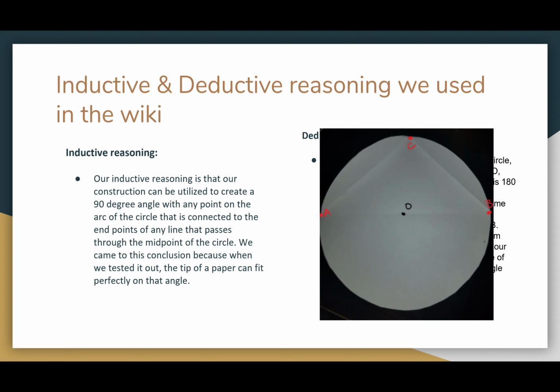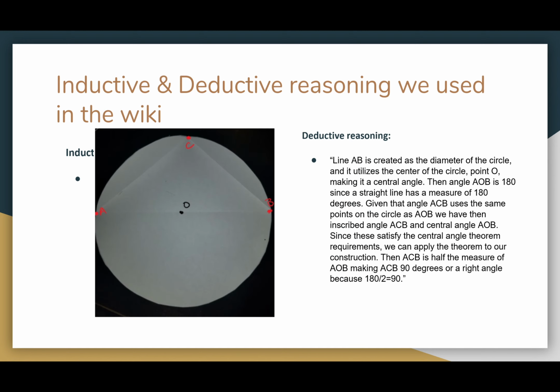that it is 90 degrees because when we tested it out, the tip of the paper can fit perfectly on that angle. So we tested it, we created it with our own hands, and we saw when we put a piece of paper, the tip of it, on point C, it is perfect. It does create a right angle. So that's our conjecture.